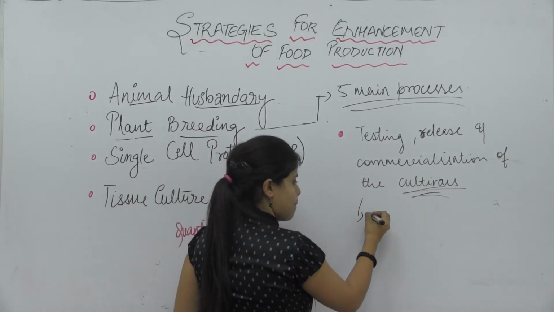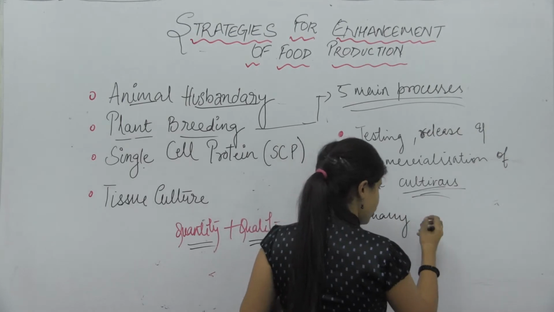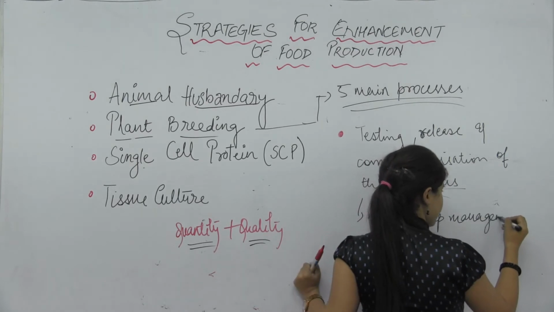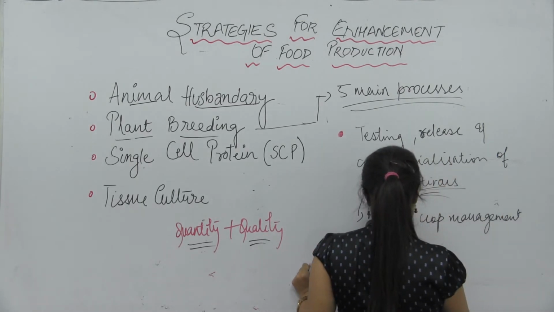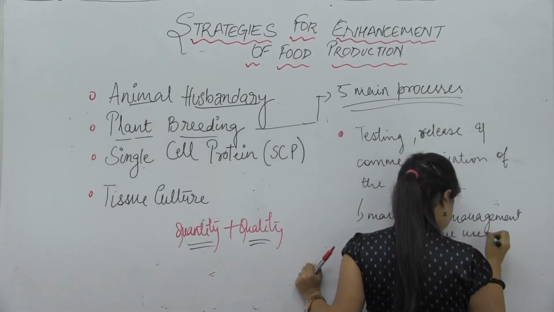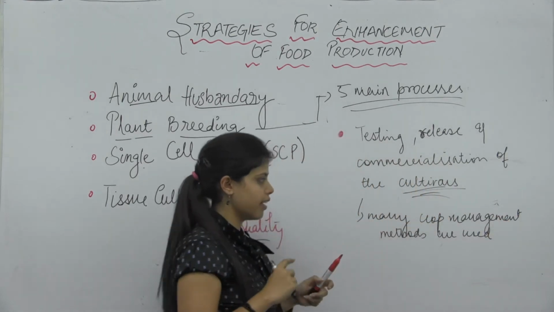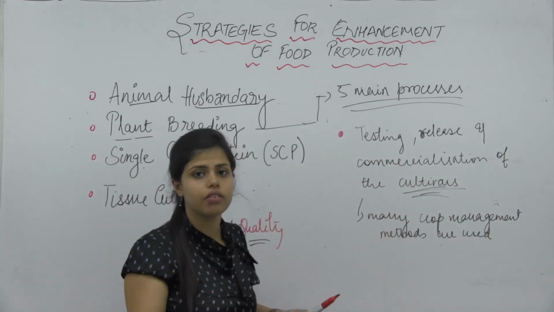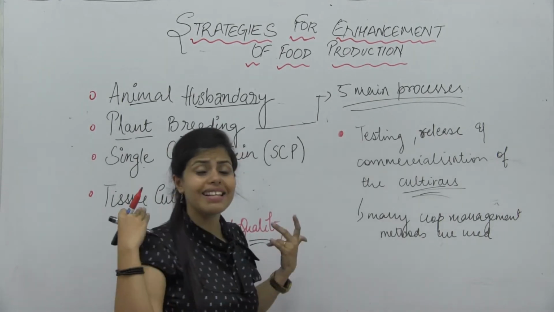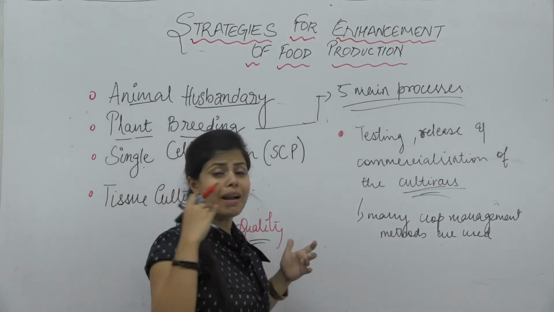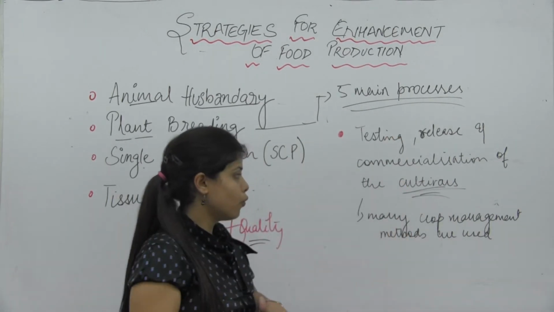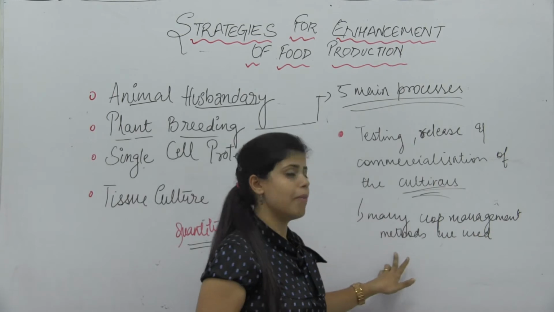So in this process, many crop management methods are used. So you obviously have to check, right? Whatever cultivars are producing would be having a good yield or not, would be disease resistant or not, would be better suited for the conditions or not. That is why we use these processes. So first to check, we have to have crop management methods which are used.